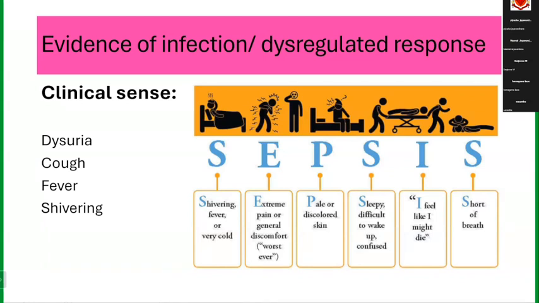Sometimes a patient comes with fever, dysuria, cough, shivering, and everyone knows these are signs of an infection. But of course, not all patients come with these obvious signs and symptoms. Some are very subtle, and you need this clinical sense to identify whether the patient has an infection and a dysregulated response to it. Some patients with infections may be all right, but not all.